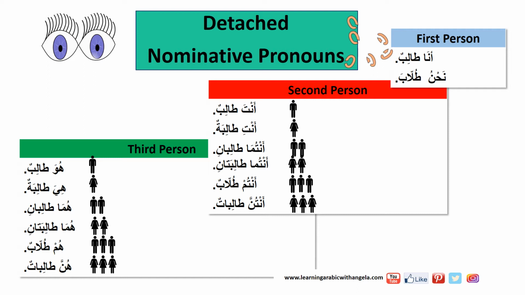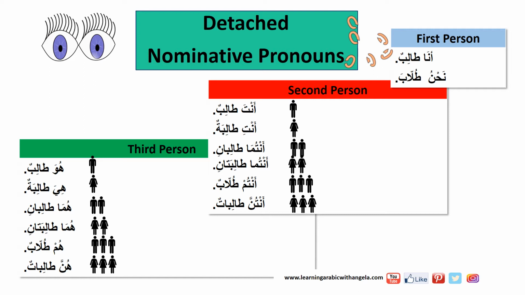هما طالبان for the dual third person, and that is masculine. This is versus the feminine when we say هما طالبتان. So we've got two female students. هم طلاب, this is for the plural. هن طالبات, this is for the plural feminine.